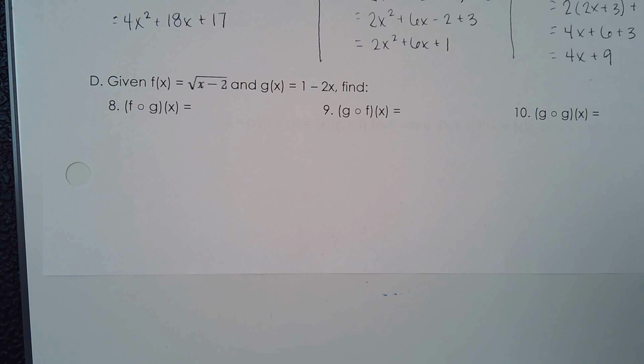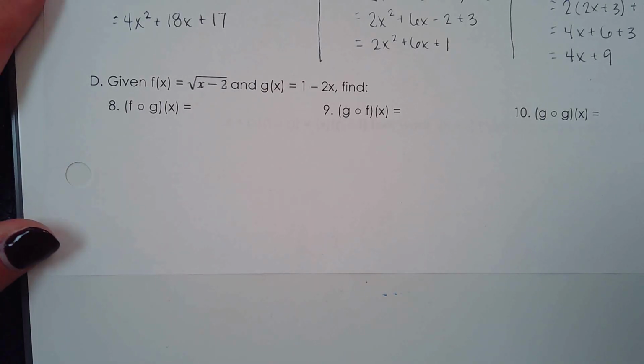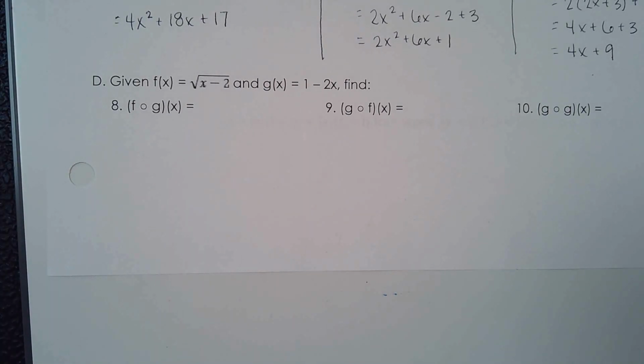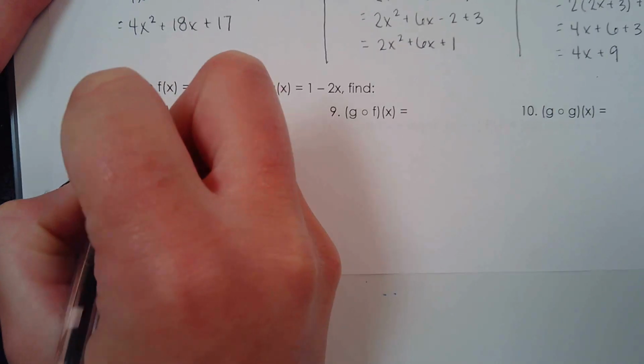Alright, so it looks like we're ready to move on. So we're going to do the next ones. We need to find f of g. We do have a square root function this time, so we're not going to do a ton of simplifying for these just because there's not a whole lot that you can do. So we'll be doing f of g.